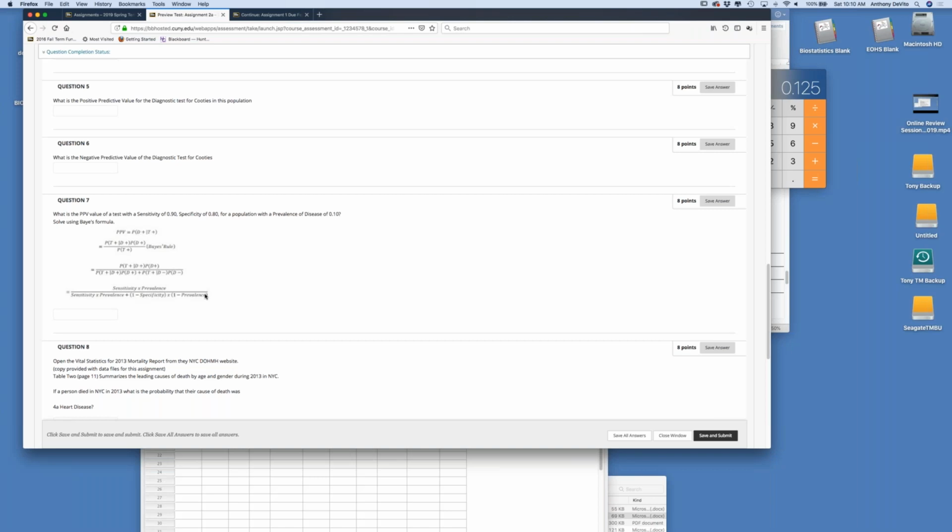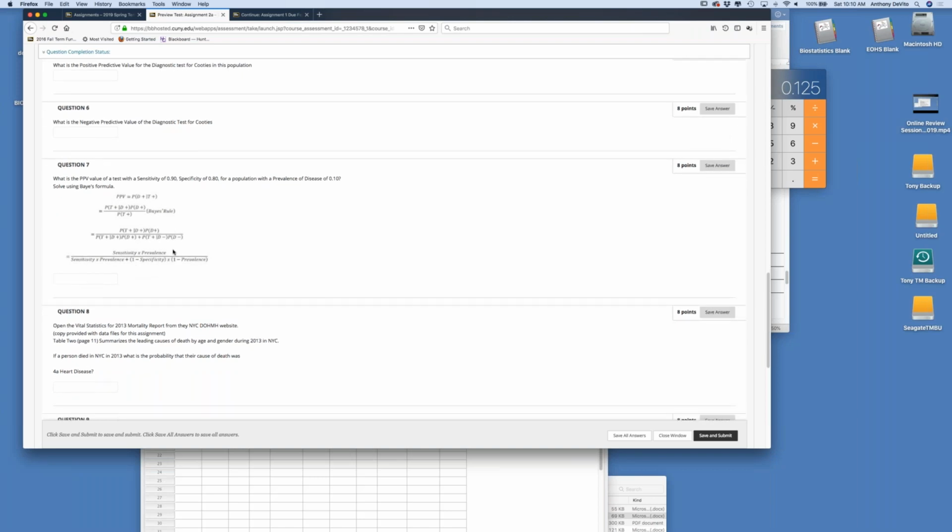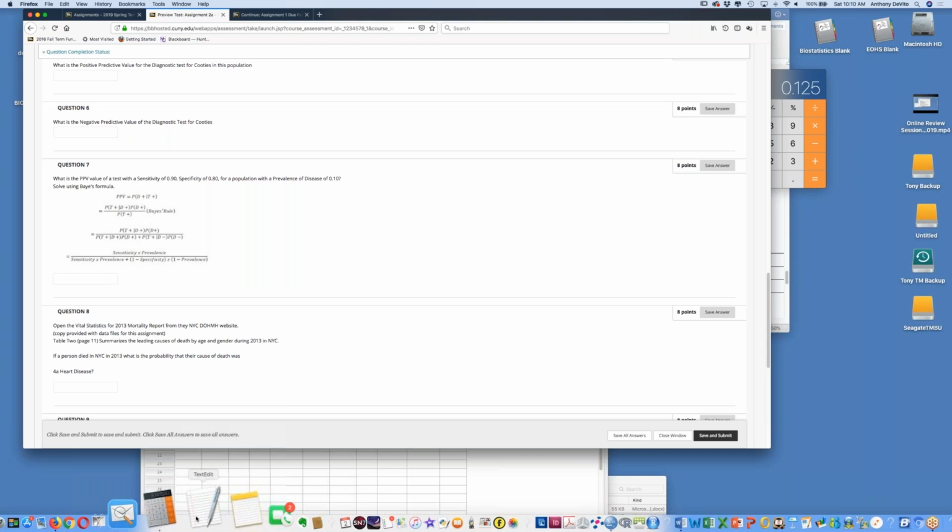So we can do this with this formula: sensitivity, which is 0.9, times the prevalence, which is 0.1, divided by the sensitivity times the prevalence, the same thing. Well, let me go ahead and do this. Actually, I'm going to use Excel.